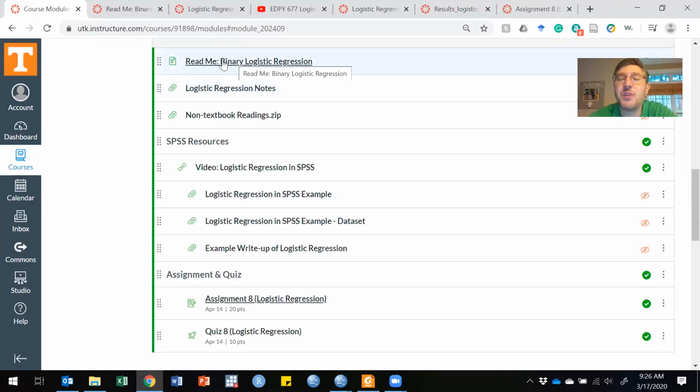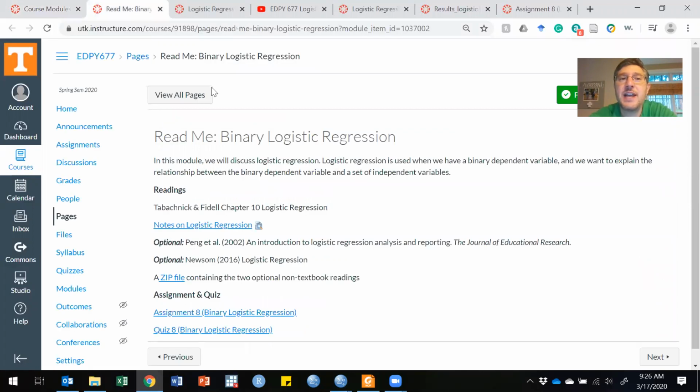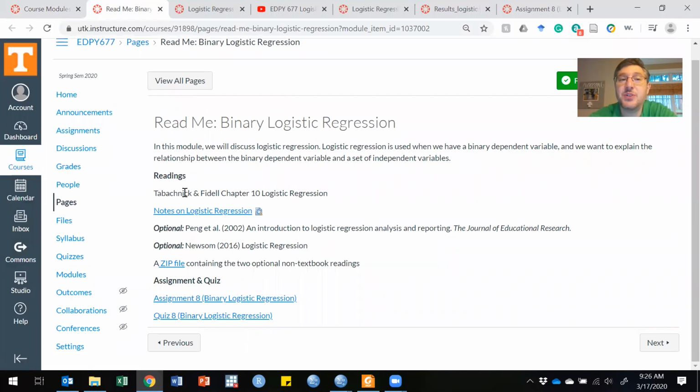As always, start with the README page here. It gives the readings in the book. So Field, chapter 10, goes into a lot of detail about logistic regression. I'm going to walk you through my notes on logistic regression. And then I also have two optional readings that you might find helpful.